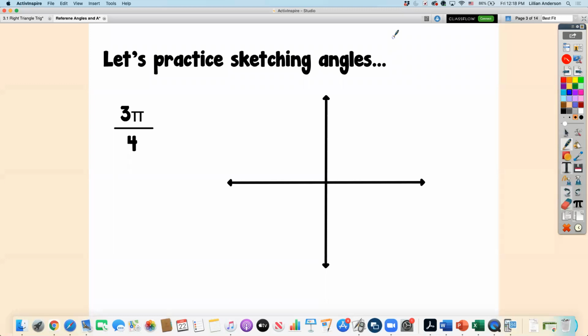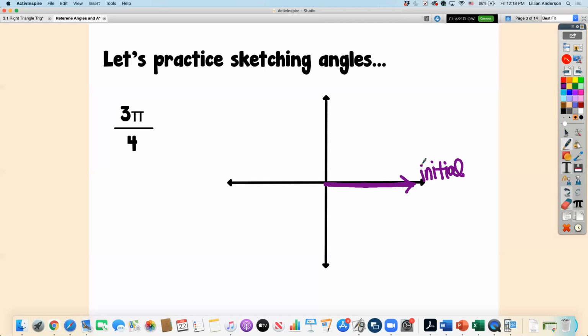The initial side of the angle is where? On the positive x-axis. So it's always fixed to the positive x-axis. The initial side always is. Then the terminal side is the side that lies within one of the quadrants or maybe on another one of the axes to represent this angle.